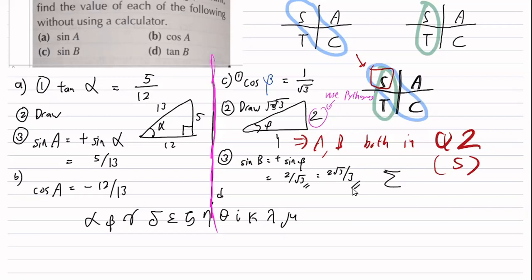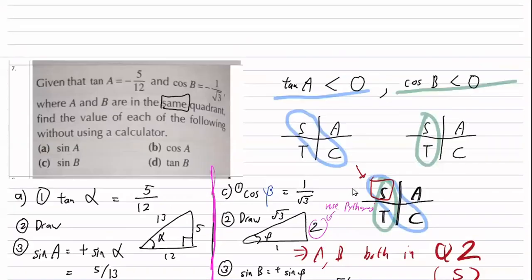Then how about the other angle? This is now part D. Tangent B will be tangent beta, but what's the sign? Because we are in quadrant 2, it's negative. Then it's negative of opposite over adjacent, 2/1, which is -2. Okay, good. Yes. You get it already.